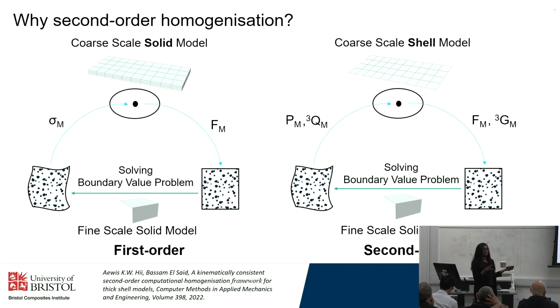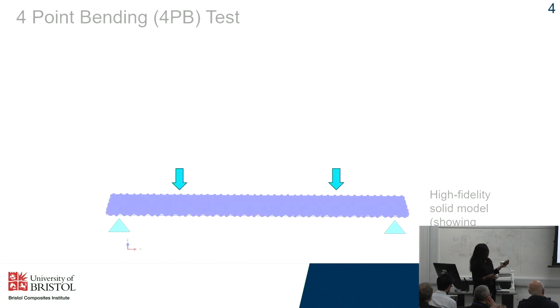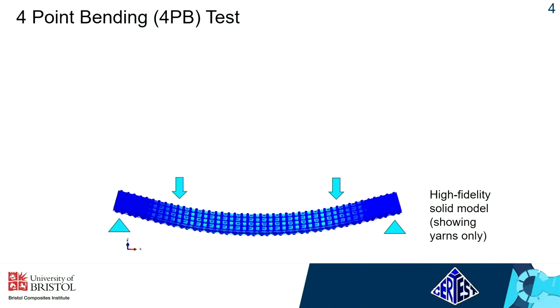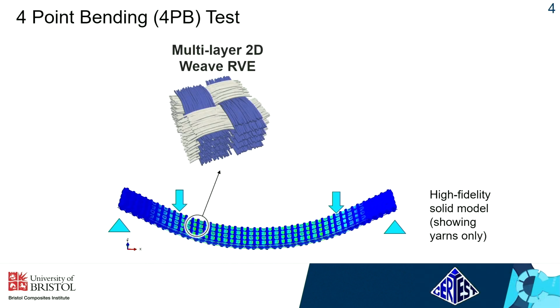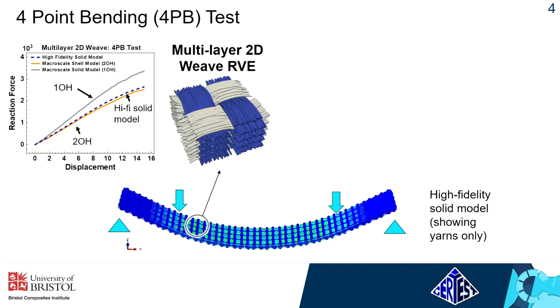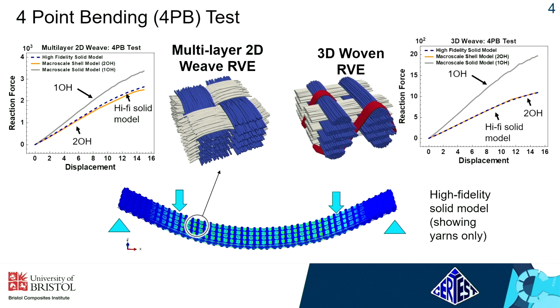So to study the implementation of this framework, I'm simulating some standard ASTM tests, starting with a 4-point bending test, wherein we see that the force displacement response for the second order framework is very close to that we get from a high fidelity model for both a 2D and a 3D weave. And the first order responses vary significantly, which is what we expect.